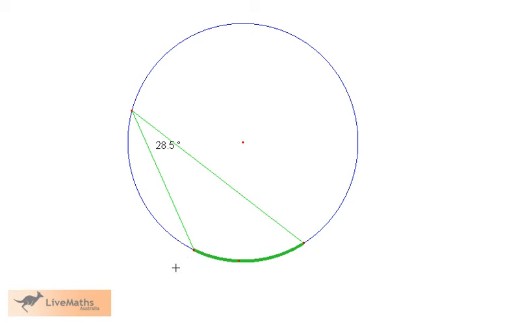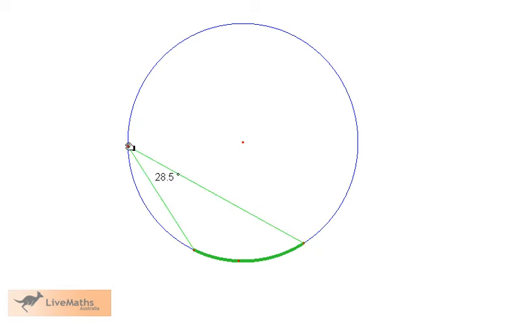Here we have a circle. We can see here an arc on the circle has been marked in bold. Here we have an angle which is standing on the arc. We say the angle is subtended by the arc.